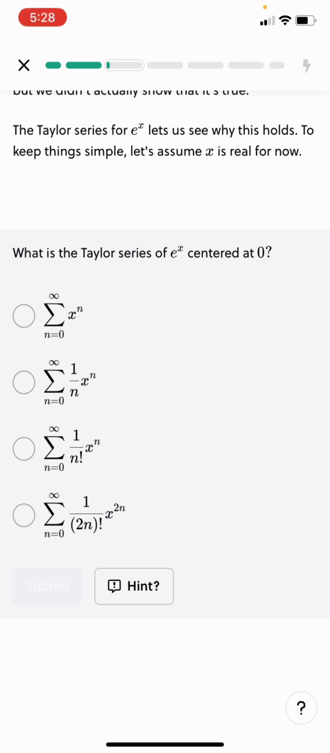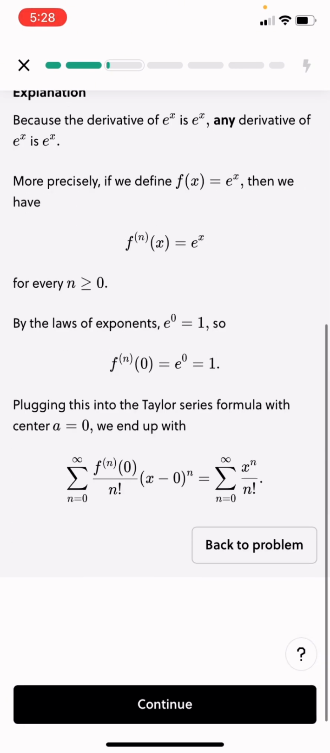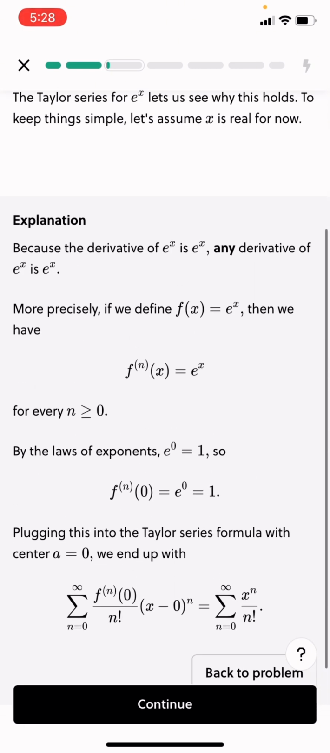So, at 0, so the limit would be 0. Let me see. It may just be x to the n. No, it's not. It's this. Let me see. Why? Because the derivative of e to the x is e to the x, and the derivative of e to the x is e to the x.